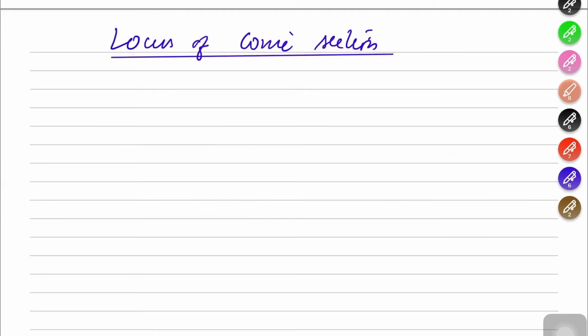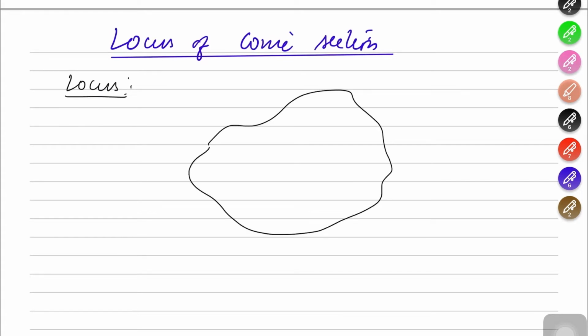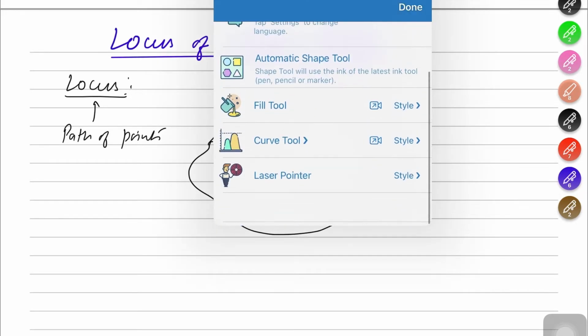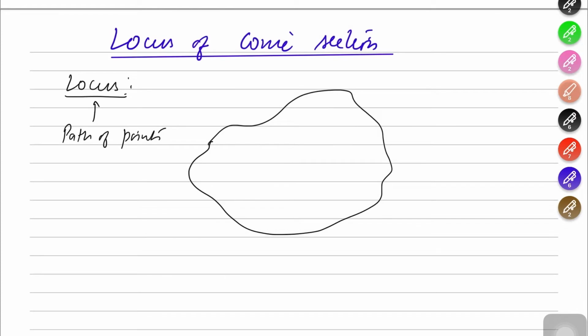So what is locus? If some point is moving under some condition, we say this is the locus. Locus is a path of a point. In layman's terms, it is the path of points on which they are moving. But it can't be any random path of a point. It should be defined by some constraint.